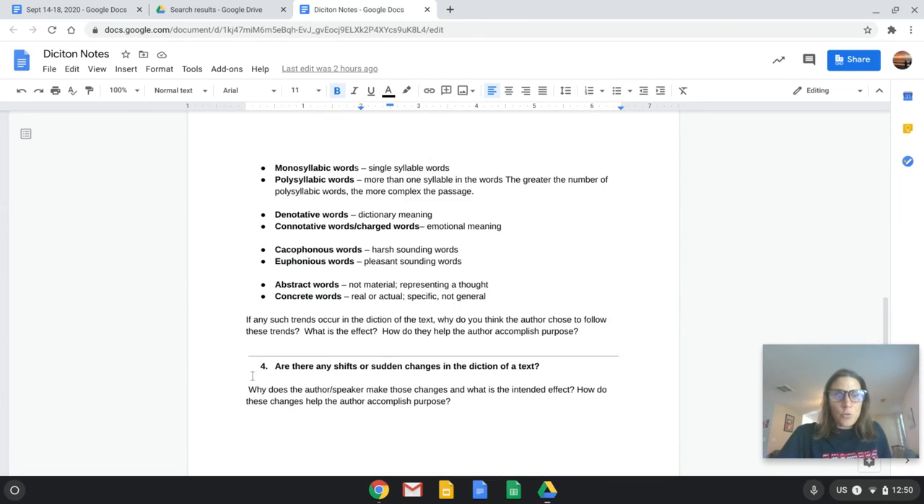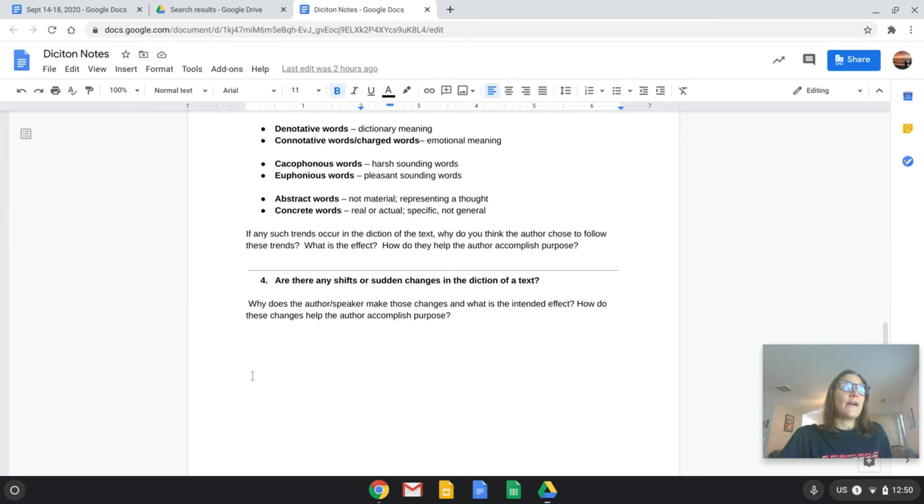The final thing that you want to ask yourself, and this is true of almost every aspect of writing, is just, are there any shifts? Do you have any shifts or changes in the diction of a text? Is it really formal and then all of a sudden the last paragraph is really informal? Have you noticed it to be very denotative, but in the last paragraph it gets extremely connotative? Or maybe it starts out in the first paragraph with a lot of jargon, but then you notice it gets a lot more colloquial and conversational.